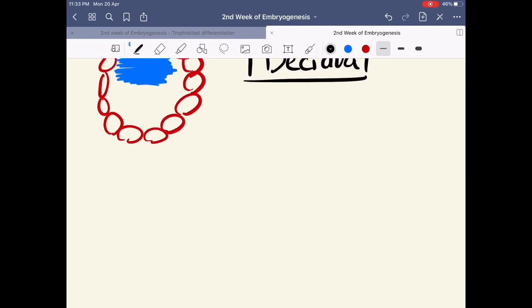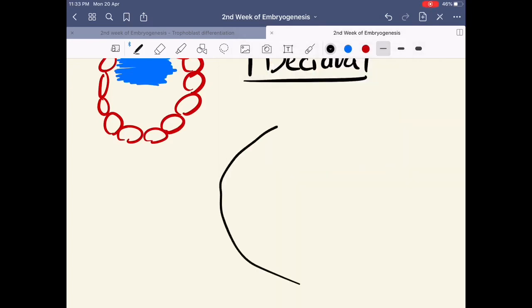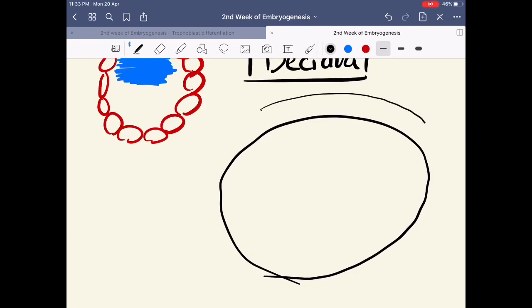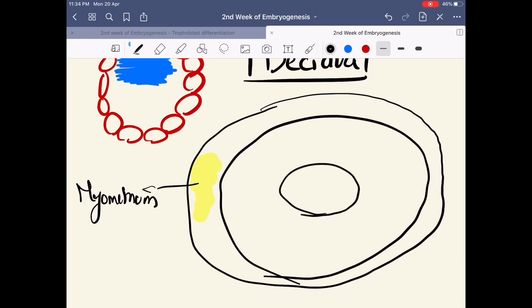Now I'll draw an image of the uterus like this. This shaded portion is the myometrium. And this is the uterine cavity, which I'm going to write as UC. This is just for you to understand.